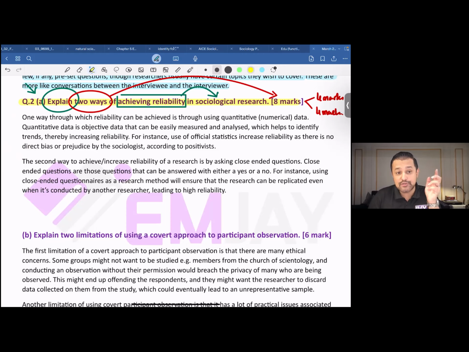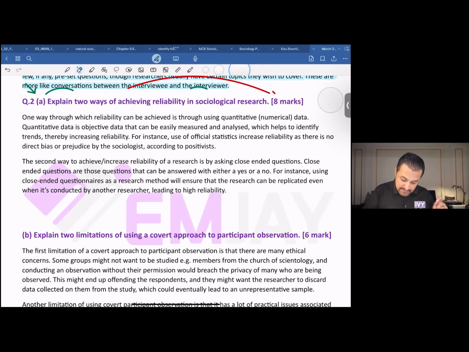Now, taking this ahead, moving on real quick, read out the question again: explain two ways of achieving reliability in a sociological research. One way through which reliability can be achieved is through using quantitative, that is numerical data. So you have identified the point. I just clean this up so that there's less clutter. By using numerical data, you would be able to achieve reliability, right? You've identified the point. Now comes the explanation part.